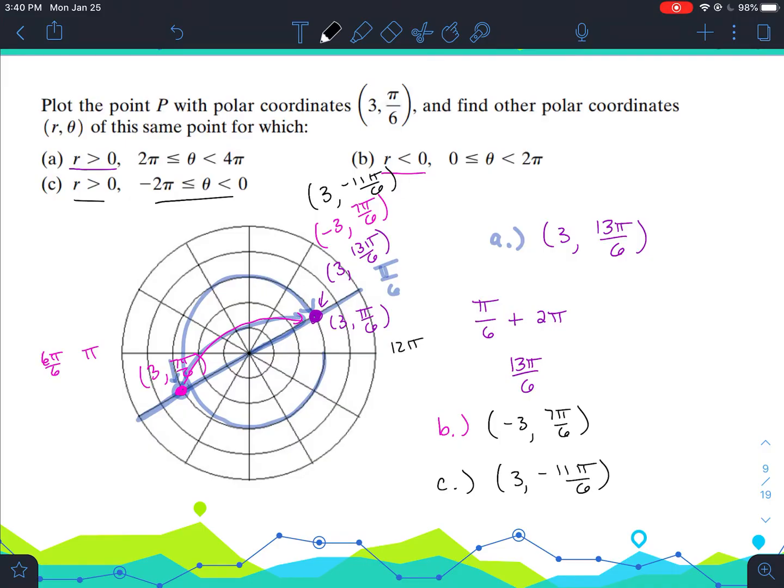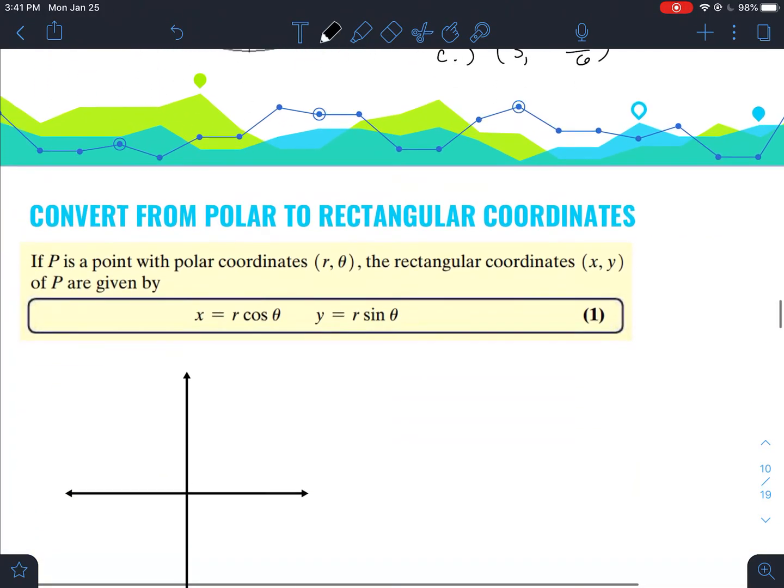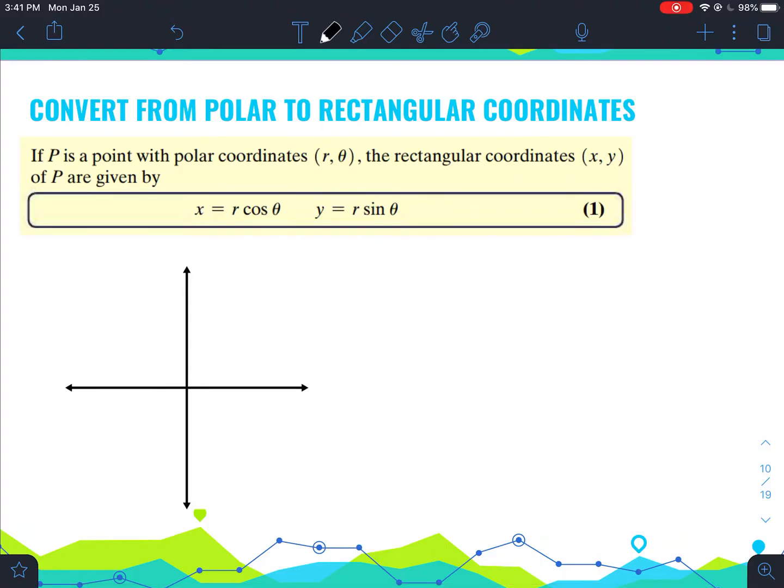Because rotating all the way back to 0 would be at 12 pi over 6, I would be at negative 11 pi over 6. So those are different ways of writing the exact same point, 3 pi over 6. So how do we convert from polar to rectangular or rectangular to polar?